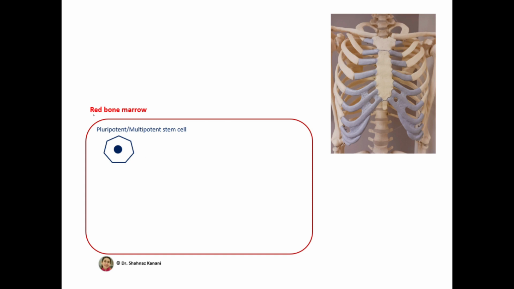When we're looking for red bone marrow, we have to go inside spongy bone, and we know that we find spongy bone at the center of flat bones and also at the end of long bones. For example, in the epiphysis and metaphysis of long bones, we can find a good amount of spongy bone. In this video, I focus on production of red blood cells.